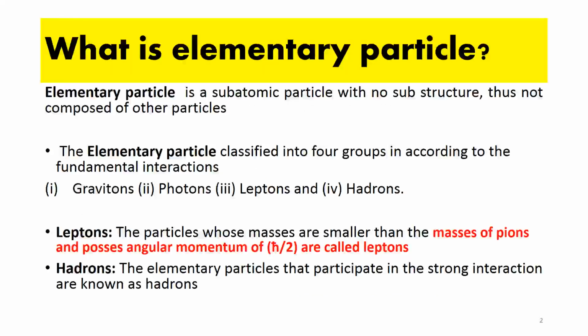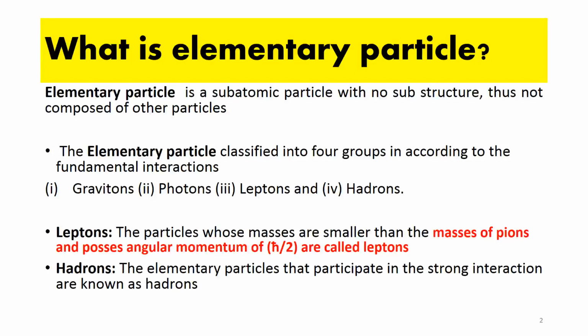Elementary particles are subatomic particles. Basically, they do not have a substructure. They are not composed of other particles. For example, the neutron is an elementary particle, and the proton is an elementary particle.